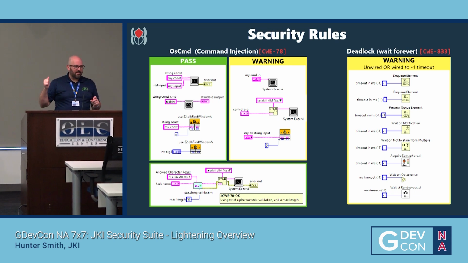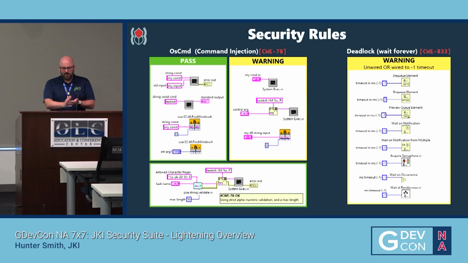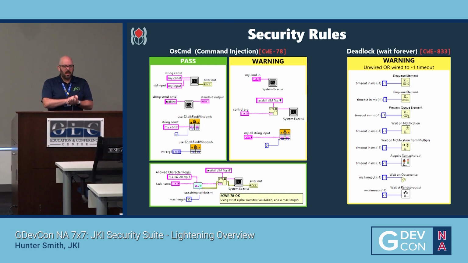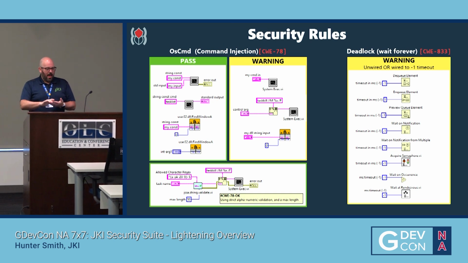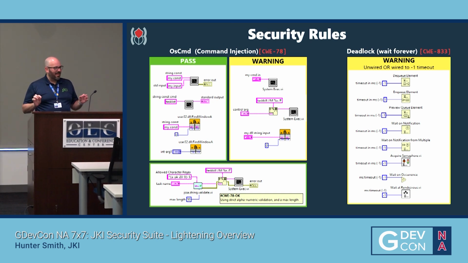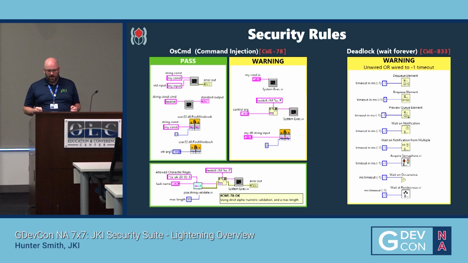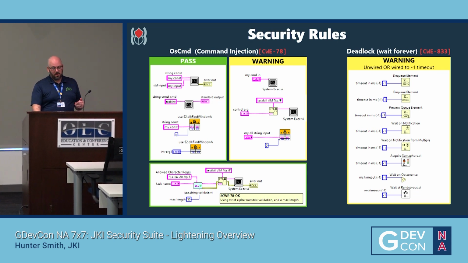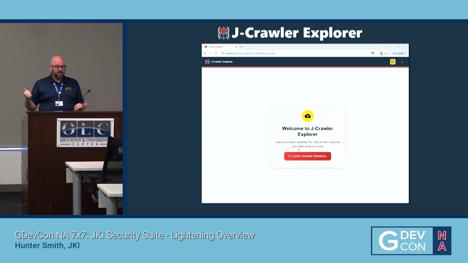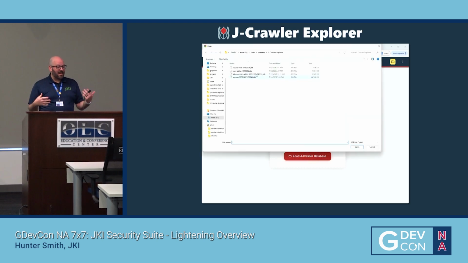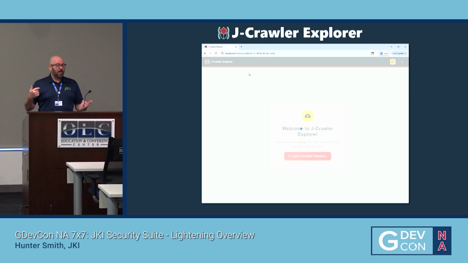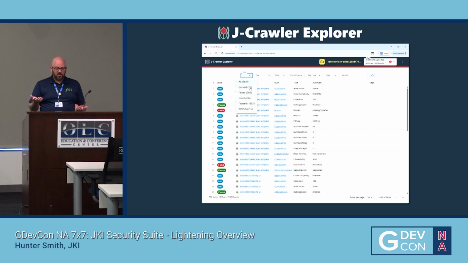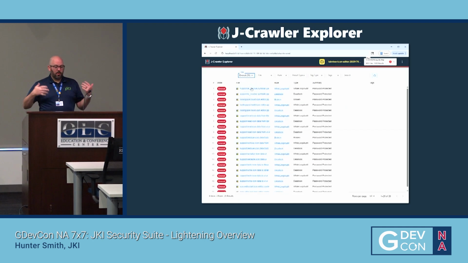Now, another one is deadlock. One of the CWEs, CWE 833, talks a lot about deadlock, of where in your code can you accidentally get stuck waiting forever. Here's a list of functions that have a default -1 timeout. So I want to be able to go and find all of those in my code and make sure I'm not locked. We've also just released the JCrawler Explorer. So now that database that JCrawler creates, we can load that up in a React-based web tool that allows you to go then browse, triage, find your warnings.